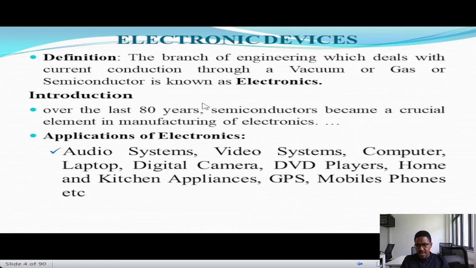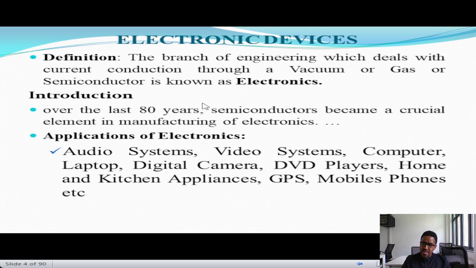First, what is electronics? Electronics is the branch of engineering which deals with the current conduction through a gas, a vacuum, or semiconductor. That means an electronic device is a system or device in which current flows through a gas or a vacuum or semiconductors. And also when we see the history of development of electronics over the last 7 or 8 years, semiconductors have become a crucial element in manufacturing of electronics.